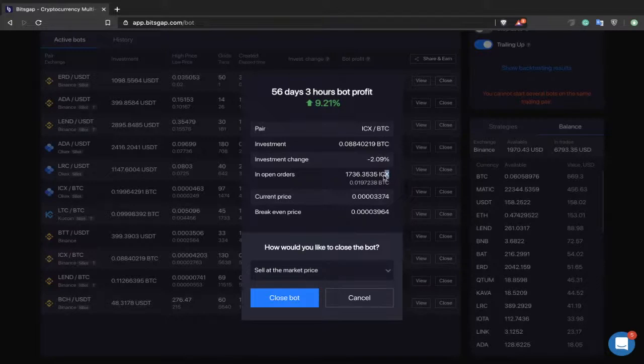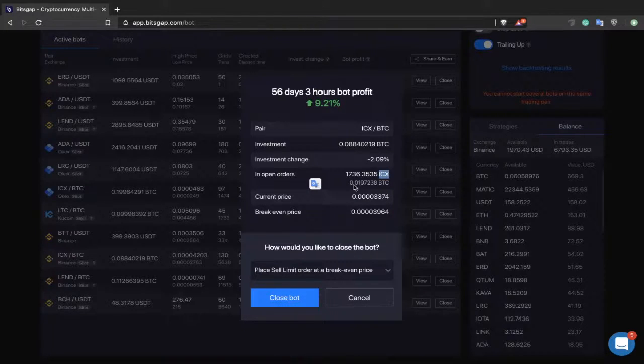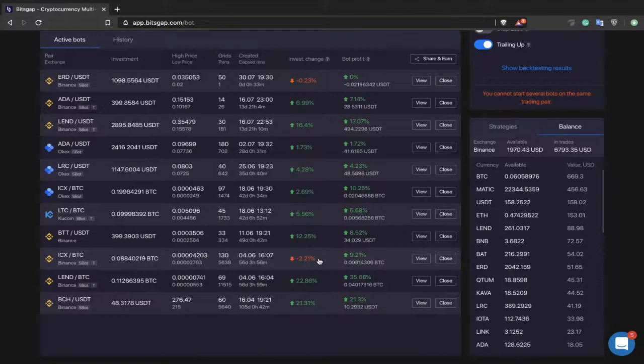So that means you won't be affected by any price change of this cryptocurrency. And the third option, that's the brand new feature we've added a month ago. That's the break-even price. So it places a sell limit order at a break-even price. The break-even price is a price at which you will exit the market with a 0 investment change.